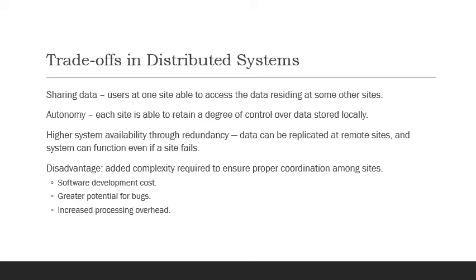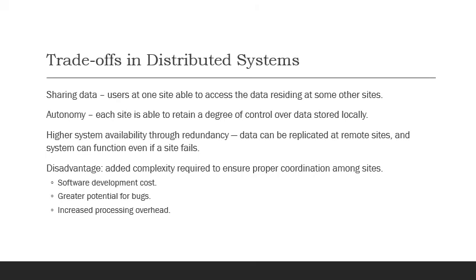There are several reasons for building distributed database systems that include sharing of data, autonomy, and availability. In case of sharing of data, users at one site are able to access the data residing at some other sites. And in case of autonomy, each site is able to retain a degree of control over data stored locally. There will be a global administrator that manages all the data in the entire system, and there will be local administrators. These local administrators govern, or control, the locally stored data. So there is local autonomy.